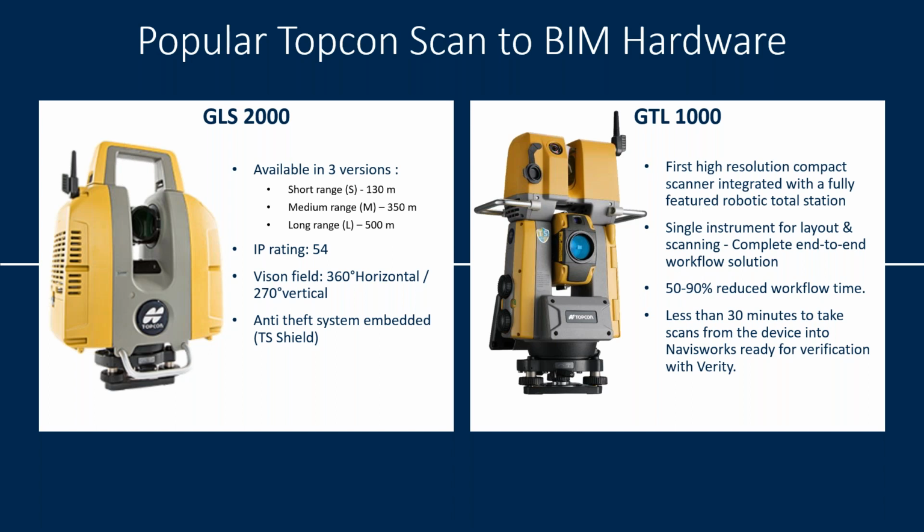Okay, the GLS 2000, it has 3 ranges, being short, medium, and large, with the short range starting at 130 meters and the long range going up to 500 meters, which is pretty impressive and it's very accurate. If I recall, when I was in Ireland, the guys actually said that they use it to scan the facade of an actual pyramid, which was amazing. It also has a 360, 270 tilt, so horizontal and vertical. And a great feature that it has that I thought I'll bring up is an anti-theft system embedded.